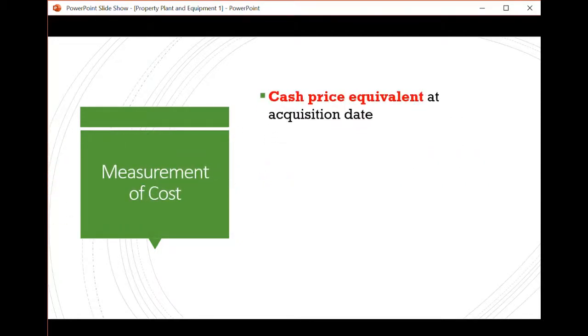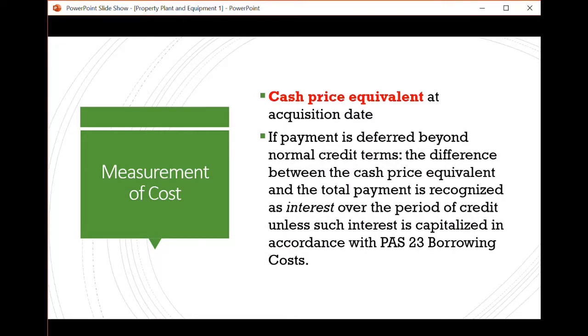So most likely, your cost would be at the cash price equivalent on the acquisition date. If the payment is deferred beyond the normal credit term, so when we say it's deferred, normally in some forms of PPE, pag mahal na siya or dako iyang value, lisod siya bayaran in spot cash. So there could be installments. So mao na siya gipasabot aning deferred beyond the normal credit terms. So the difference between the cash price equivalent and the payment would be treated as interest, which will be amortized over the period or the credit period.